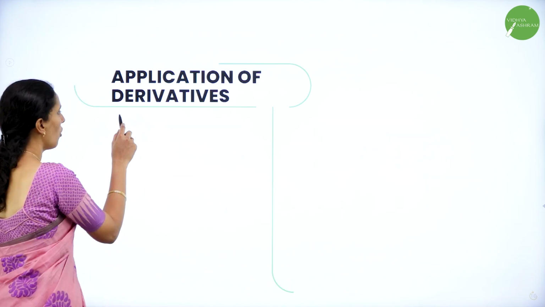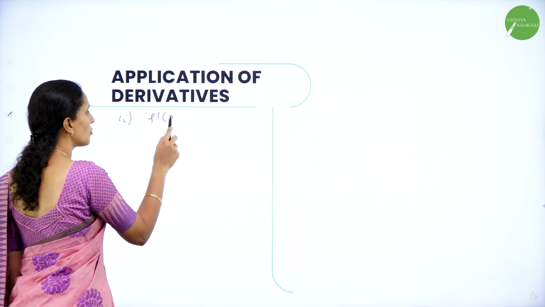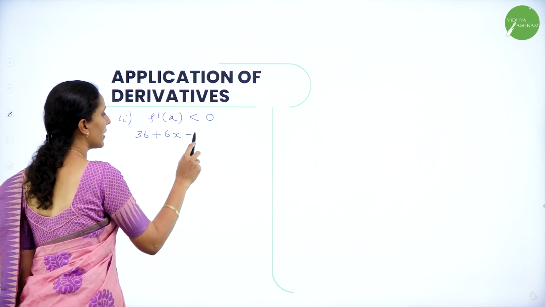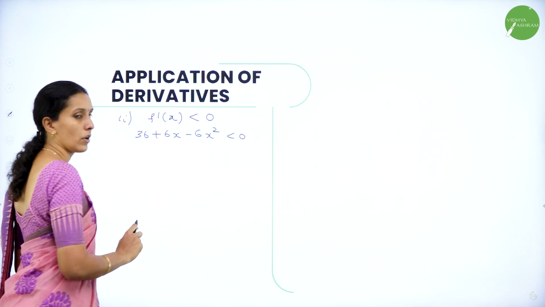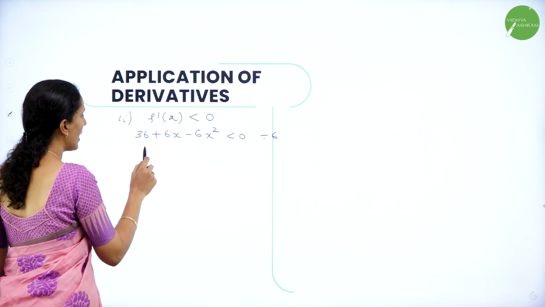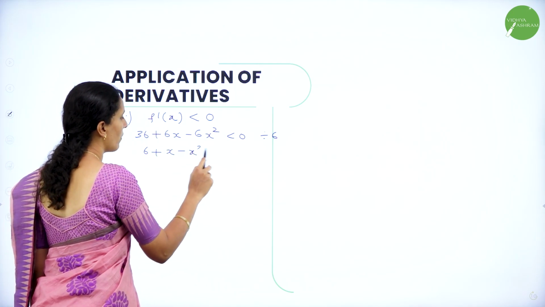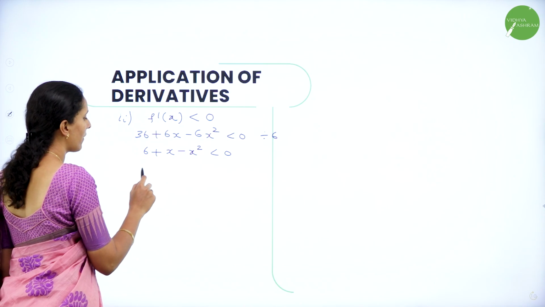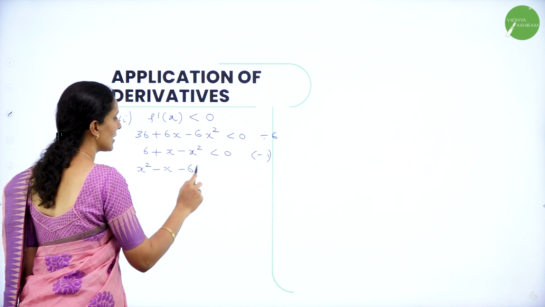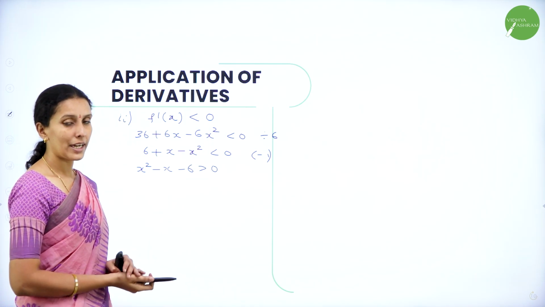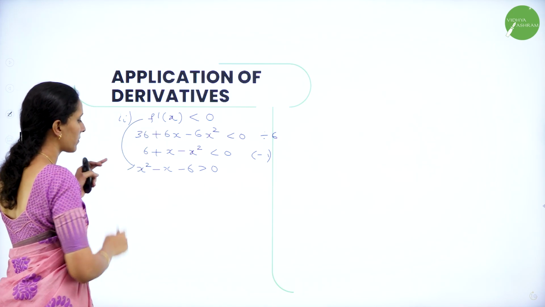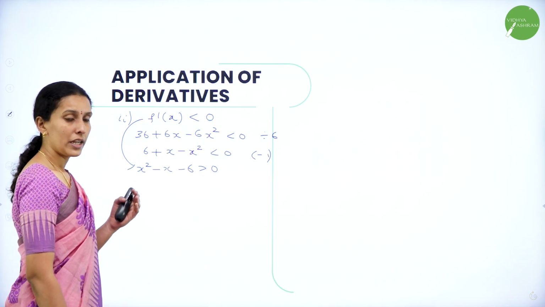Let's see for decreasing. For a function to be decreasing, f dash of x must be less than 0. That means 36 plus 6x minus 6x square must be less than 0. So divide by 6 again, or you can directly write 6 plus x minus x square less than 0. So you can skip directly and multiply by minus 1. You will get x square minus x minus 6 greater than 0, because when you multiply with a negative sign, the inequality changes. So you can skip the step because you have already done it for the increasing function.